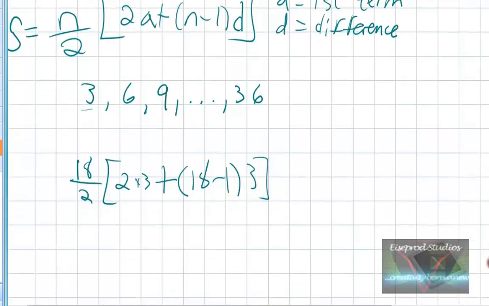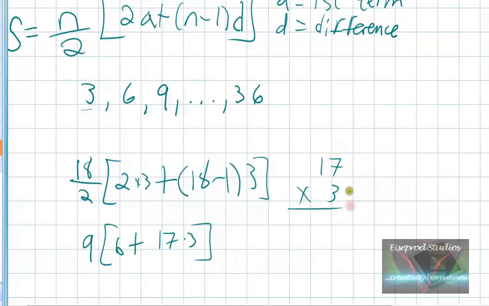So now that we have that, we can start simplifying so we can come up with an answer. 18 divided by 2, well, that's 9. 2 times 3 is 6. 18 minus 1 is 17 times 3. I don't know 17 times 3 off the top of my head, so I'll do the math here. 3 times 7 is 21. Put down the 1, bring up the 2. So this will be 3 plus 2 is 5. So we get 51.